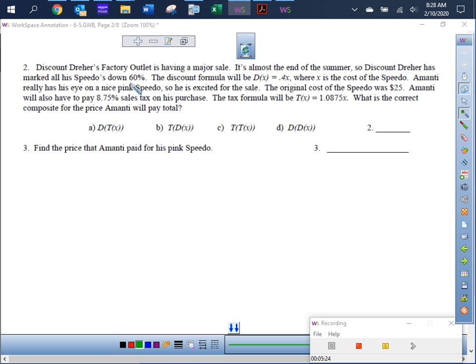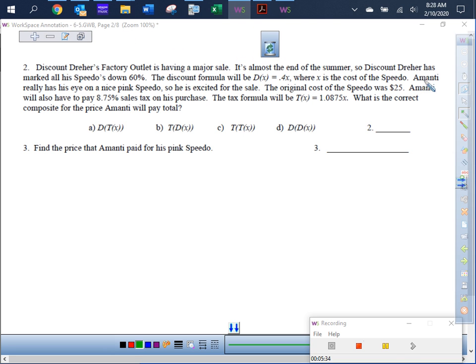So Discount Dreyer's Factory Outlet is having a major sale, guys. It's almost the end of summer, so Discount Dreyer has marked all his Speedos down at 60%. Hope you know what a Speedo is, but he's got to get rid of them. So check this out, though. They're going to ask us later to write these discount formulas and stuff like that.